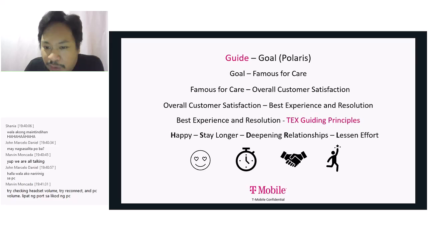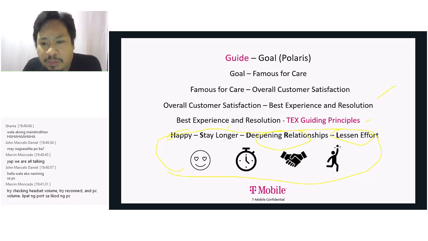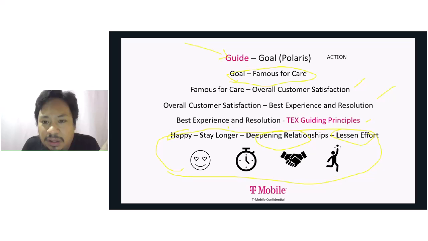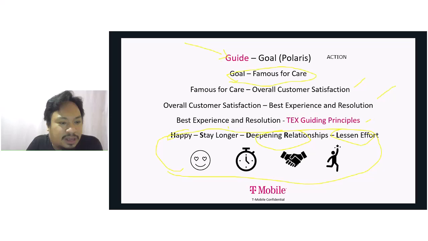Because metrics are the way to measure the actions that we do so that we can make the customer happy, make them stay longer, deepen the relationship. Kung ano man yung ginagawa nating action, guided by the principle. Yung action na ginagawa natin to provide the best experience and resolution, to provide overall satisfaction, so that we will be famous for care to achieve our goal. Going back, and if you have noticed, I'm stressing the word action. The action that we do is the one that will be measured by the metrics. Ayan. No, kasi metrics is guide on what we achieve. Result is what we achieve.